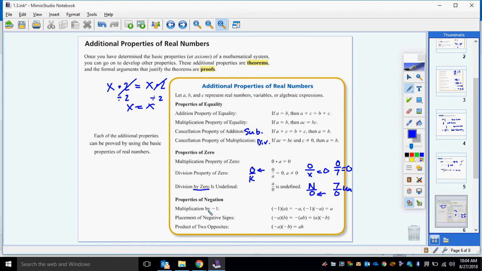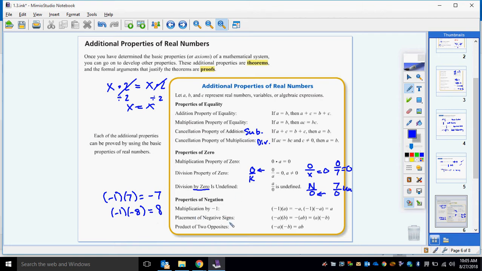And then properties of negation. What happens when we multiply by -1? Well, we get the opposite of it. So if I take -1 times 7, then I get -7. If I take -1 times -8, well, I get the opposite of that, so 8.